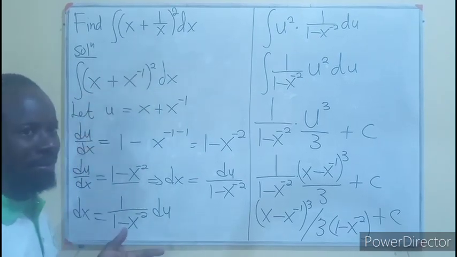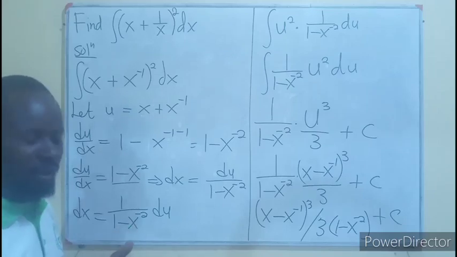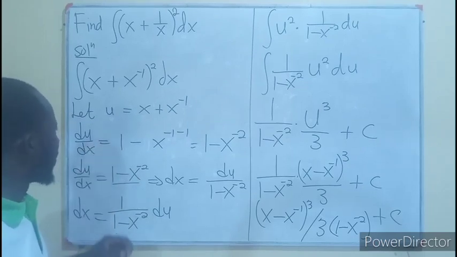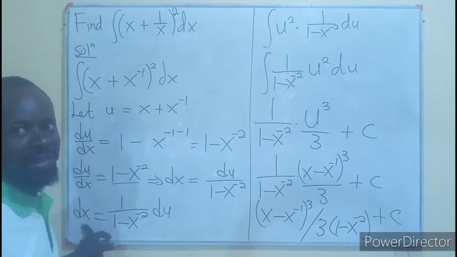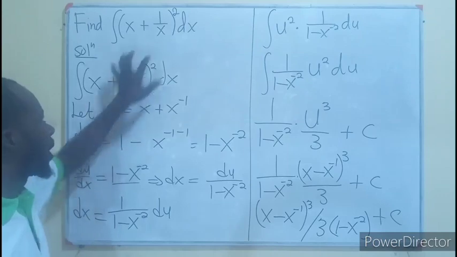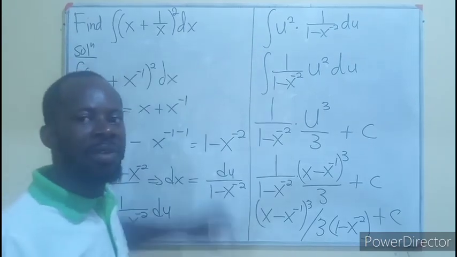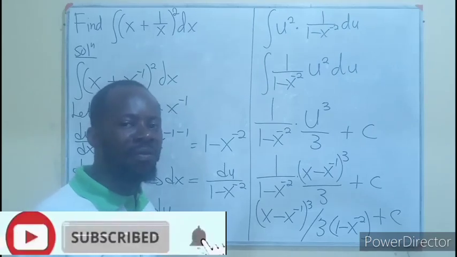Alright, so the steps are still the same. Substitute, find the differentiation. Then in that differentiation, find your dx. Substitute the u and the dx back into the integral. Perform your integration. Replace the u with the function of x. Then that will be the final answer.